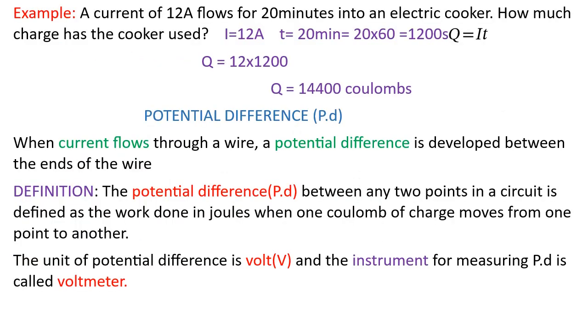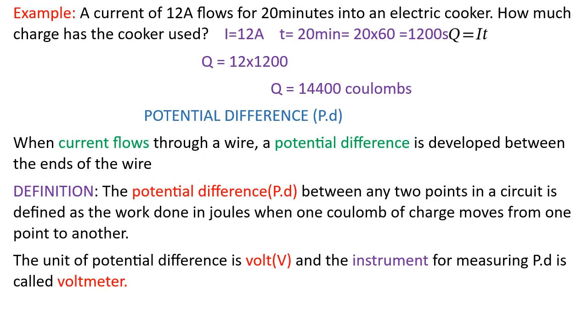Now let's take an example. A current of 12 ampere flows for 20 minutes into an electric cooker. How much charge has the cooker used?